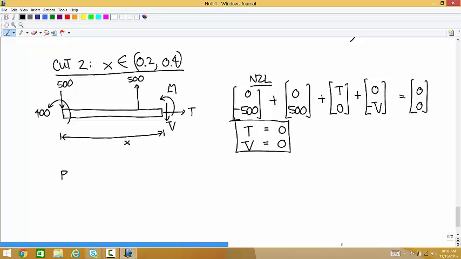And now we'll go to the moment equation. The 400 Newton meter couple gets added on. It's counterclockwise, so it's positive. The 500 doesn't produce any moment.